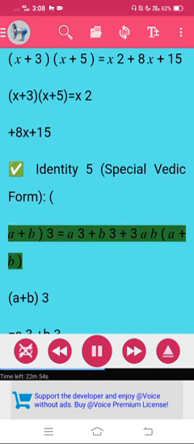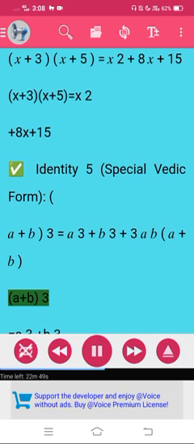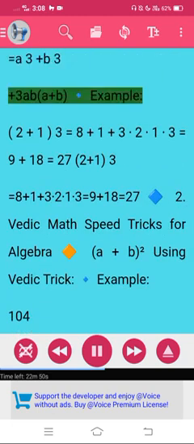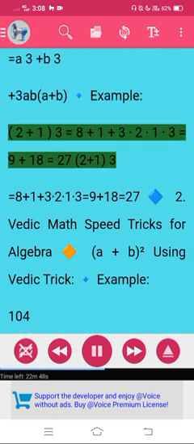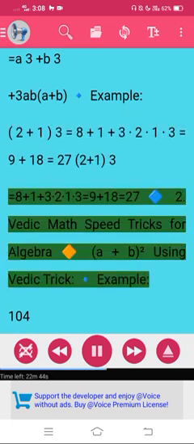Identity 5, special Vedic form: (a + b)³ = a³ + b³ + 3ab(a + b). Example: (2 + 1)³ = 8 + 1 + 3 · 2 · 1 · 3 = 9 + 18 = 27.